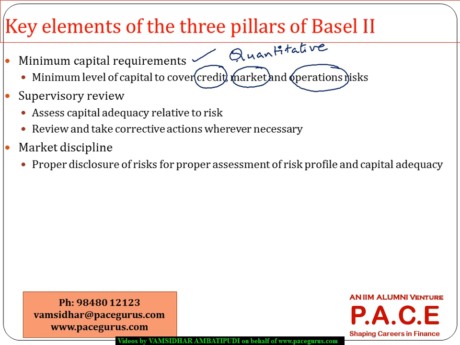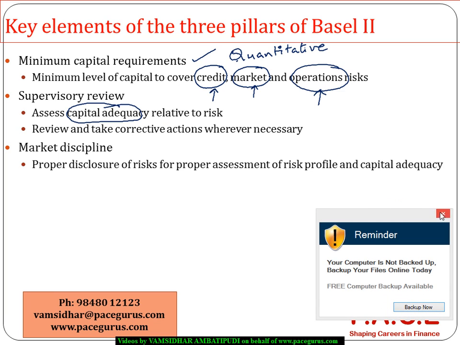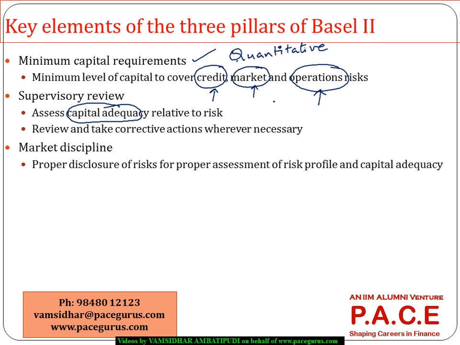Then the second pillar on which BASEL is primarily based is the qualitative aspects, wherein the supervisory review, basically some kind of mechanisms to assess whether the capital the bank is maintaining is adequate to address the various risks it is facing. So primarily looking at the capital adequacy, and if at all there are some kind of violations, taking the necessary corrective actions to reduce those violations. Those come under the supervisory review part.